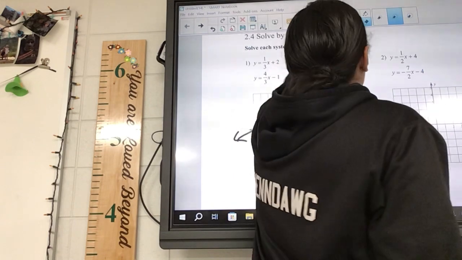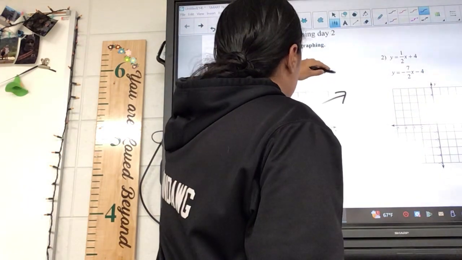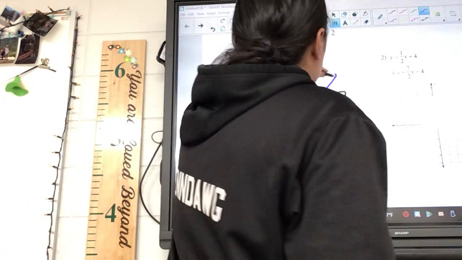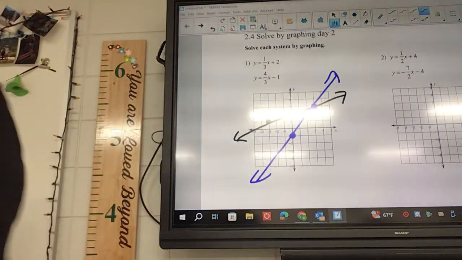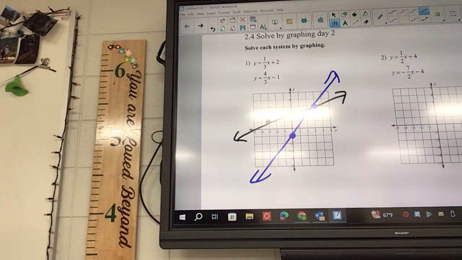Okay, and notice how the 1 is black and blue on my screen. So line 2, at the very least, you should have 2 dots, but you can make as many as you can. Okay, so we got both of our lines. What is that intersection point?